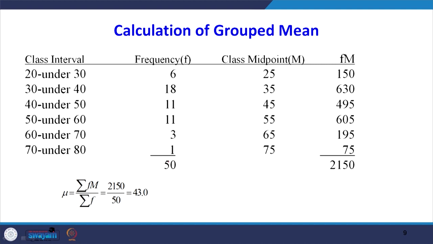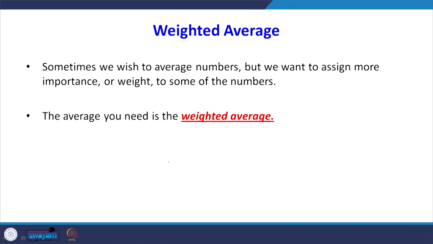So, for this kind of grouped data the mean is 43. Now, we will go to the next central tendency, that is the weighted average. Sometimes, if you look at the previous values, each value is given equal weightage. Suppose it is not always the case; there may be some values where there may be higher weightage. So, for that case we have to go for weighted average.